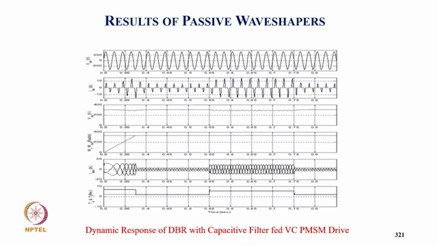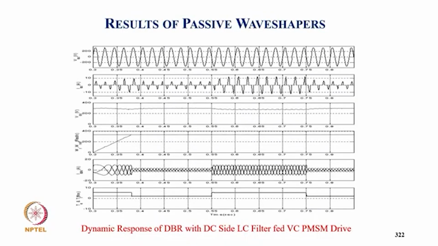So you can see the supply voltage, supply current, and then the DC link voltage, then the reference speed, actual speed, three-phase winding current, and the developed torque and load torque. And this is the dynamic response with the DC side LC filter with vector control induction motor drive during starting as well as load application and removal.